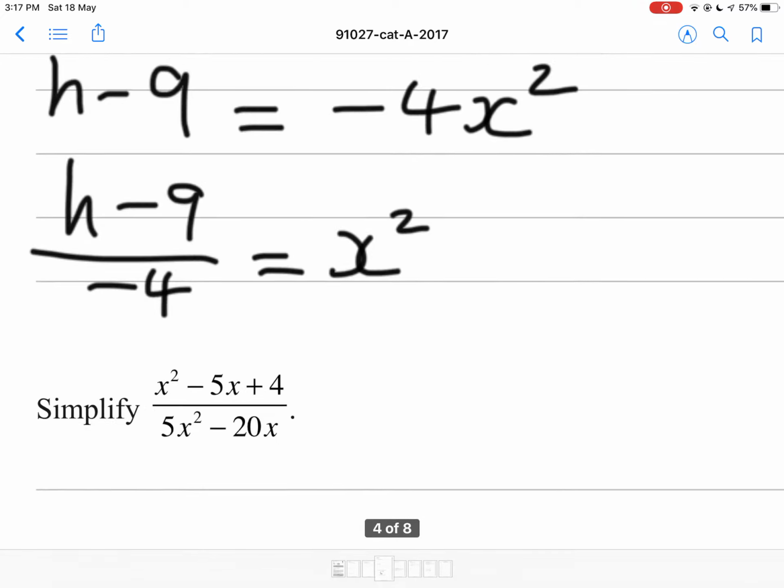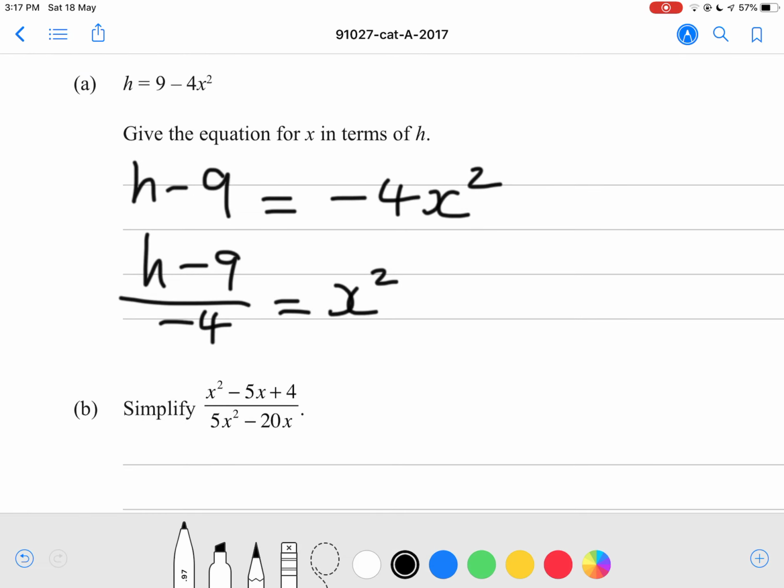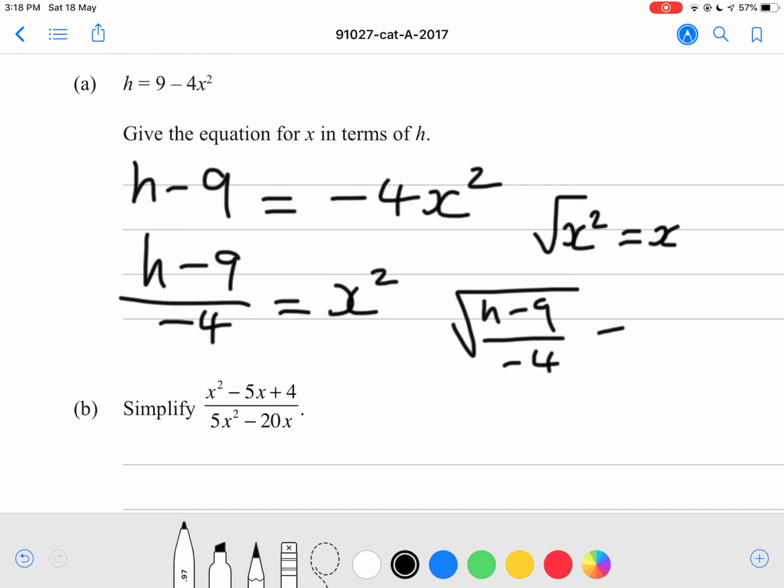And then because it's x squared, you know that the square root of x squared equals x. So if we square root one side, we have to square root the other side. So we can say x equals the square root of h minus 9 divided by negative 4. Getting all the way here should get you an achieved grade. It's only an achieved question.